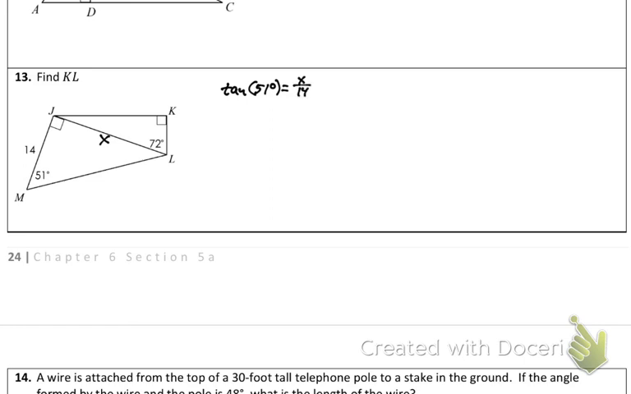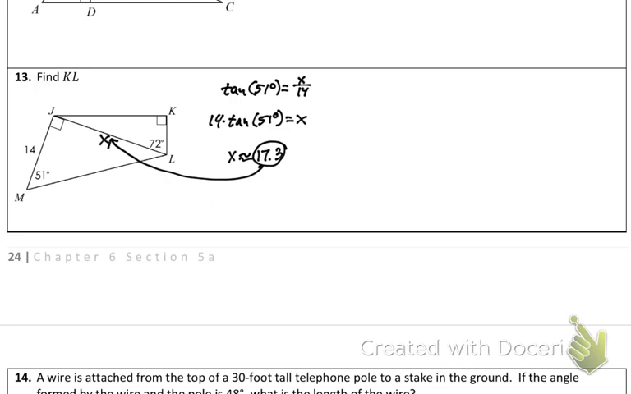Multiply both sides by 14, and we should have 14 times tangent of 51 degrees equals x. And then we just have to plug 14 times tangent of 51 into our calculators, round it to the nearest tenth. What do we get for that? 17.3. So what you got? Okay. So that 17.3 is actually going to go right back into this problem. It is this length right here.